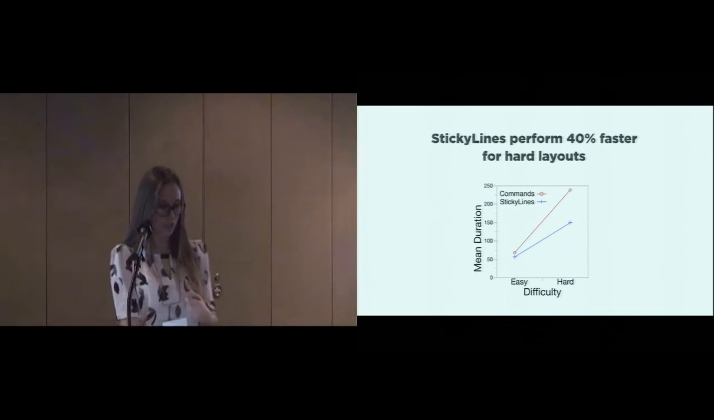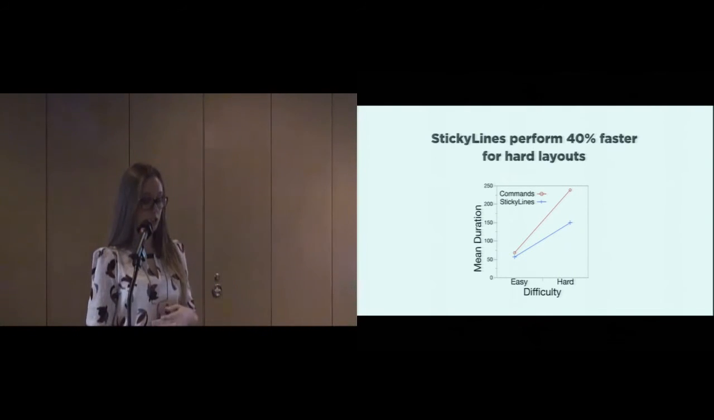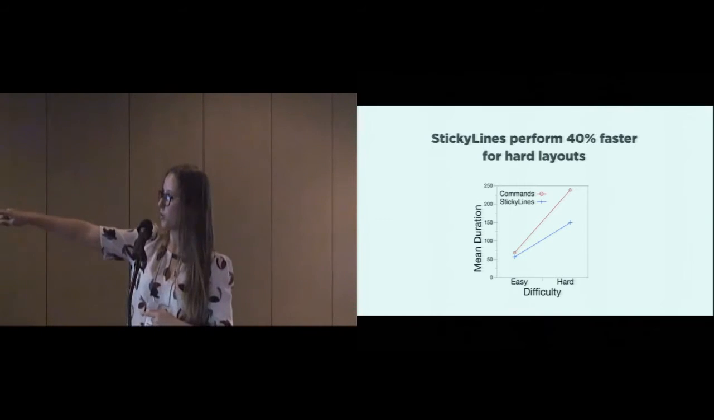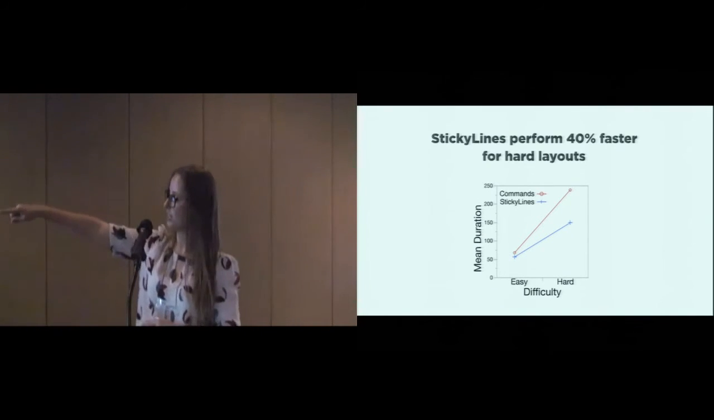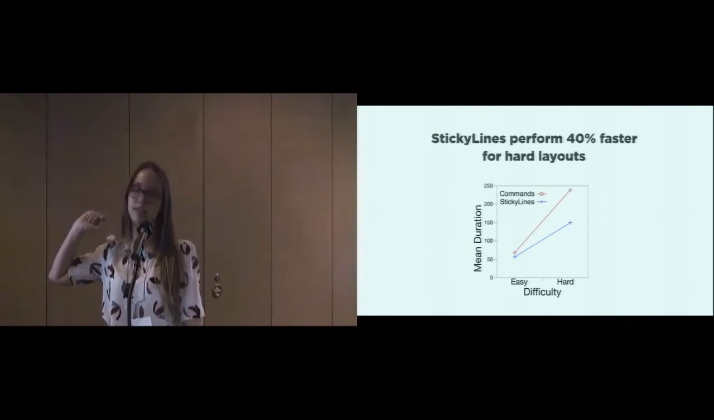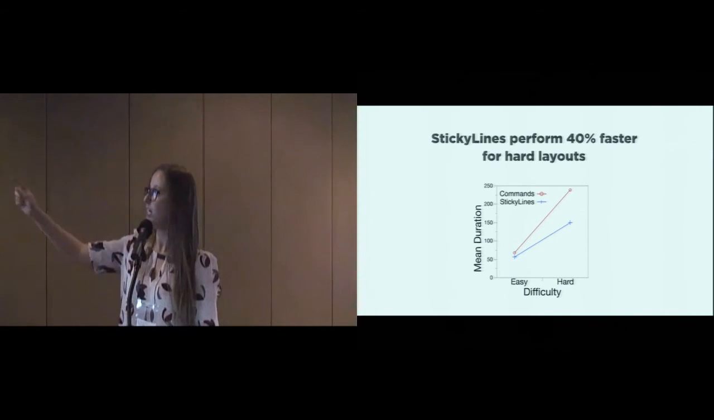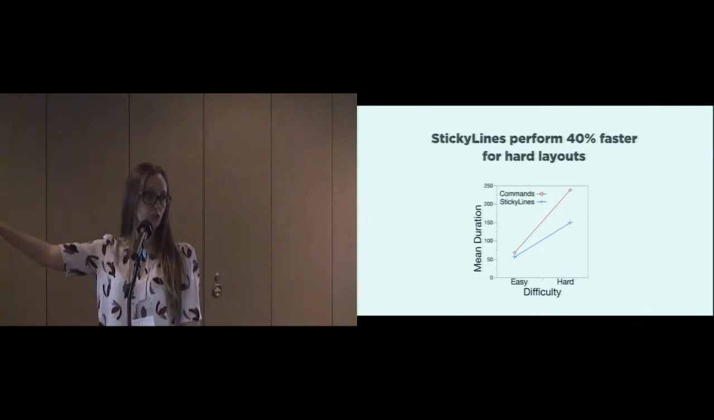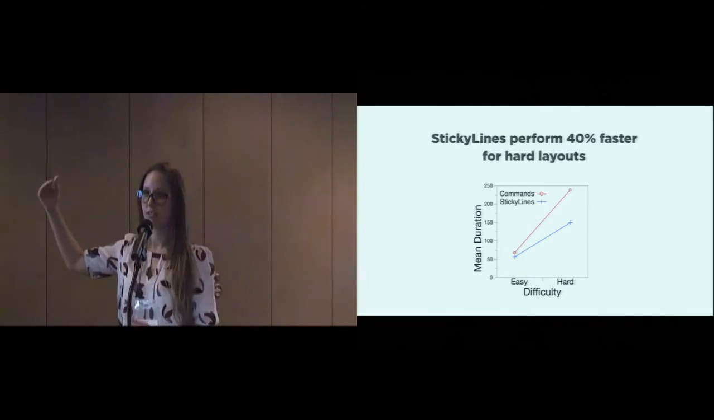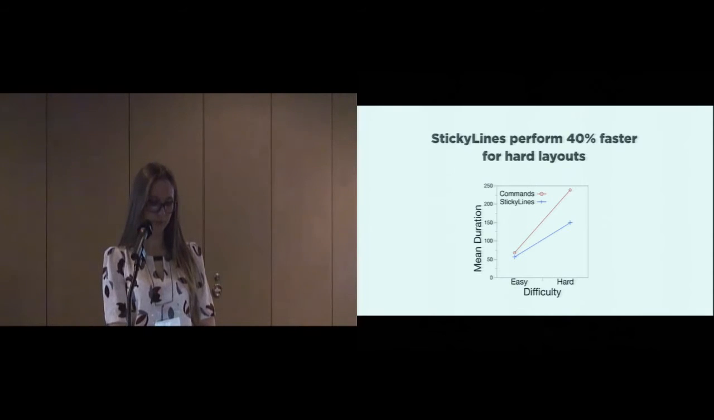Our results suggest that sticky lines are 40% faster for hard layouts than commands. The graph here shows the difficulty on the horizontal axis and the mean duration in seconds on the vertical axis. The blue line corresponds to sticky lines and the red line to commands. We see there is an interaction effect that is not significant for easy tasks, but the harder the task gets, the better the sticky lines are in terms of performance.